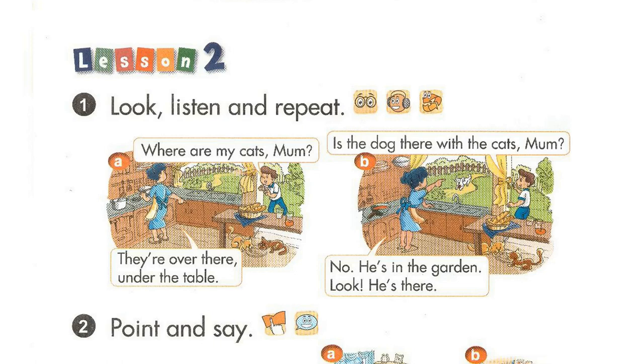Page 42. Lesson 2. Activity 1. Look, listen, and repeat. A. Where are my cats, Mum? They're over there, under the table. B. Is the dog there with the cats, Mum? No, he's in the garden. Look, he's there.